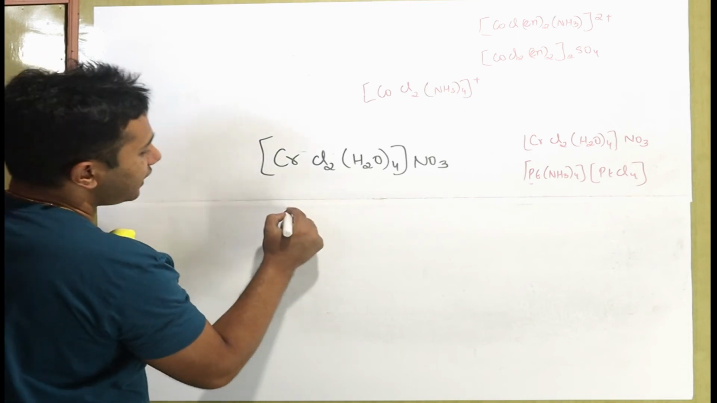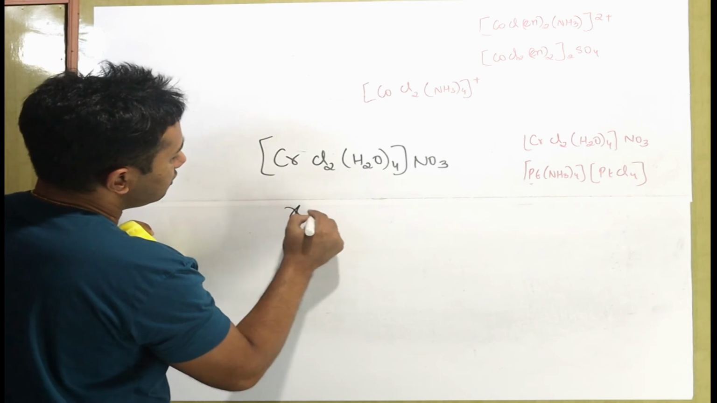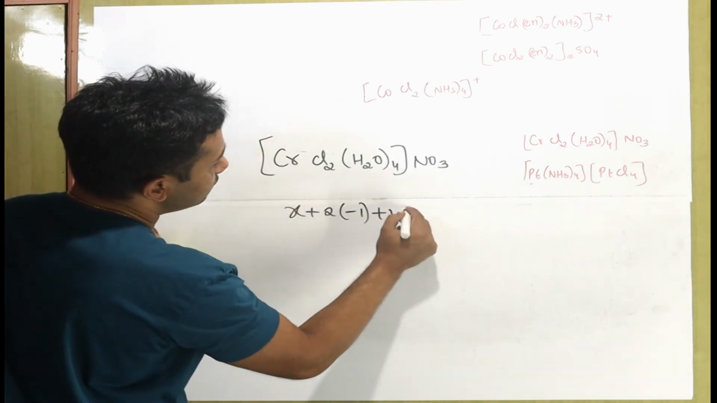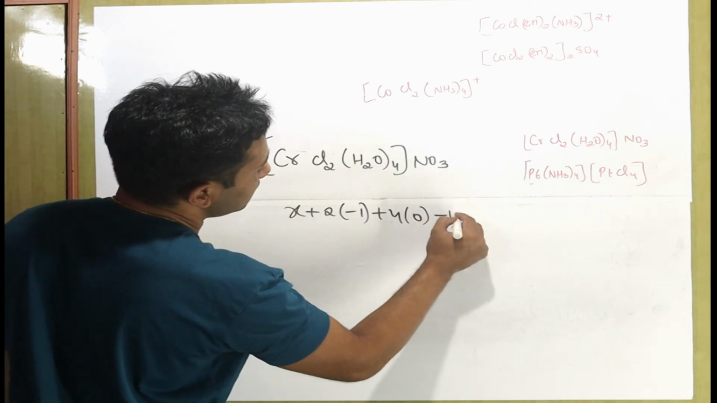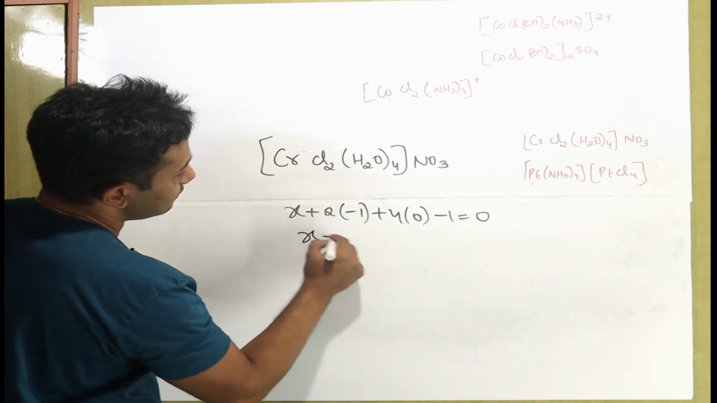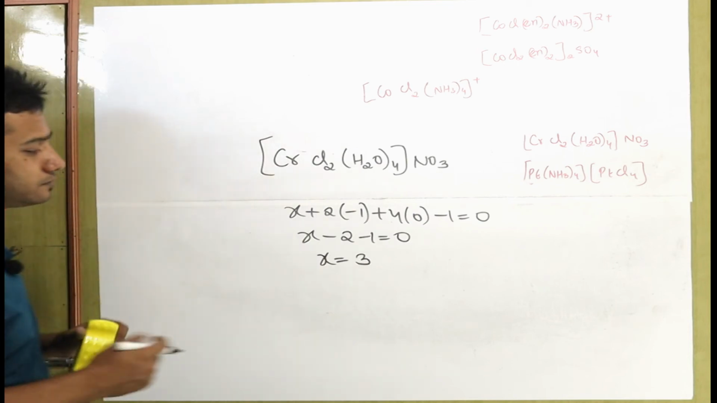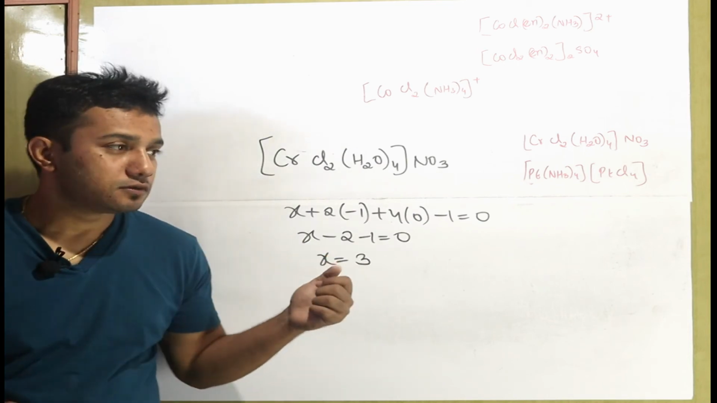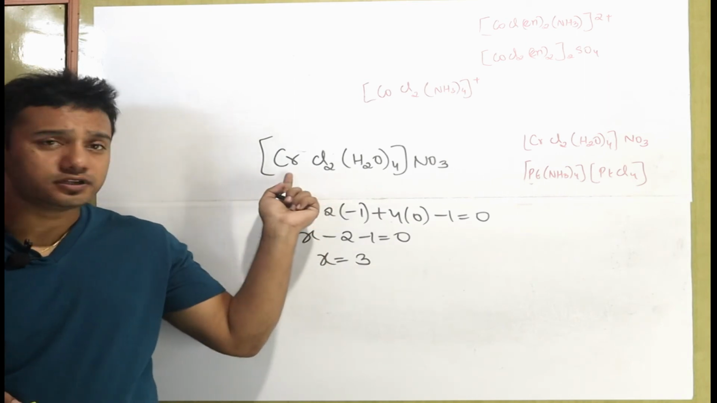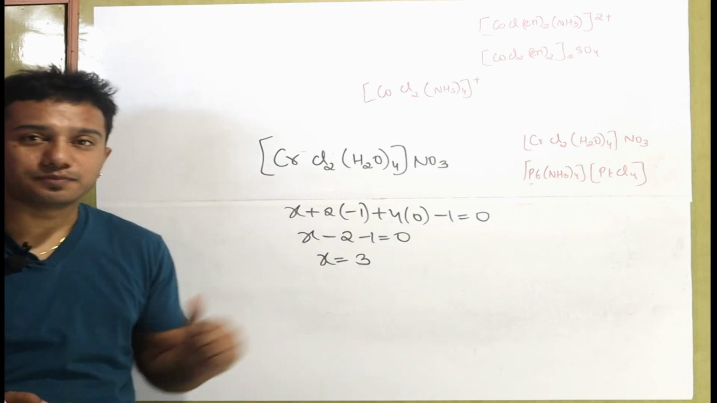Now we shall find the value of X. Chlorine: there are 2 chlorine out here. The charge of chlorine is minus 1. Water is 0. NO3 is minus 1. So X minus 2 minus 1 equals 0, so X is equal to 3. So out here the charge, or the oxidation state, of the metal ion is plus 3.